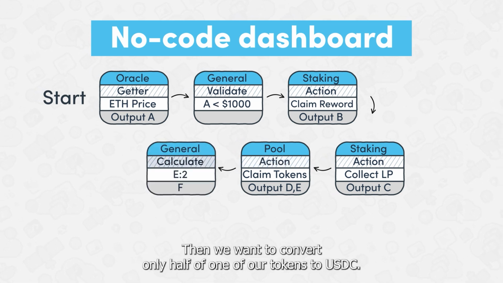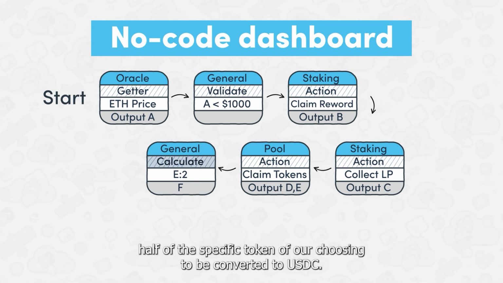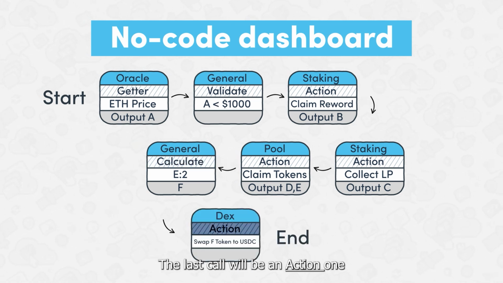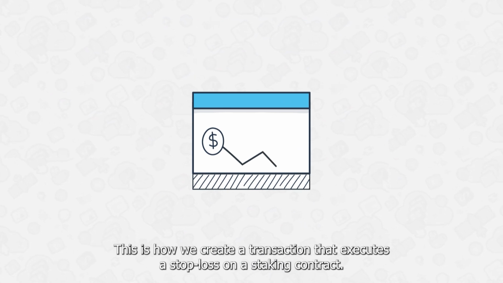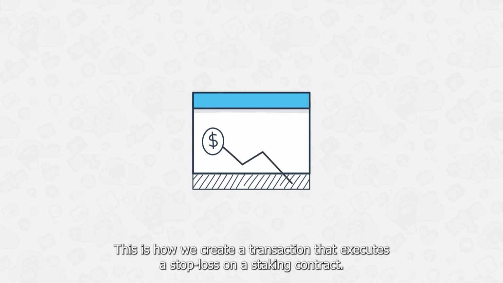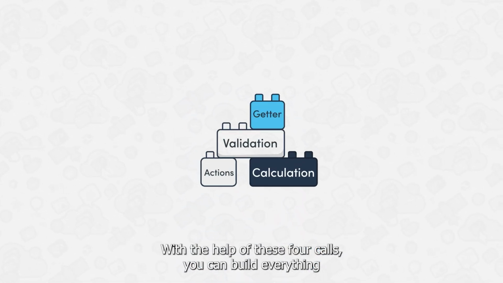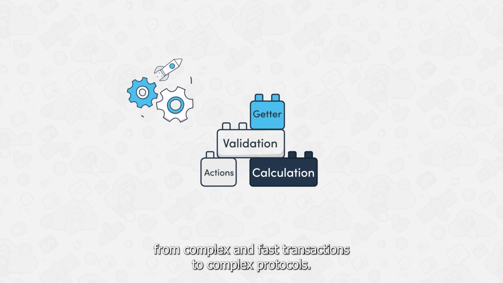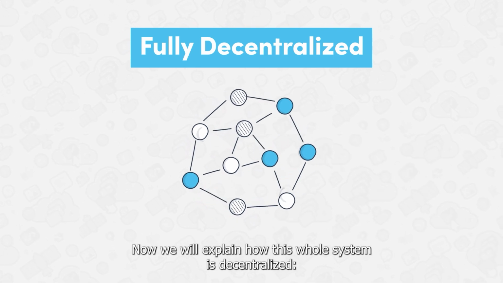Now we want to convert only half of one of our tokens to USDC. This is where we will use the calculate call action, which selects half of the specific token of our choosing to be converted to USDC. The last call will be an action one and will be used by you to perform the conversion of the token to USDC. This is how we create a transaction that executes a stop loss on a staking contract. Simple and easy. With the help of these 4 calls, you can build everything from complex and fast transactions to complex protocols.